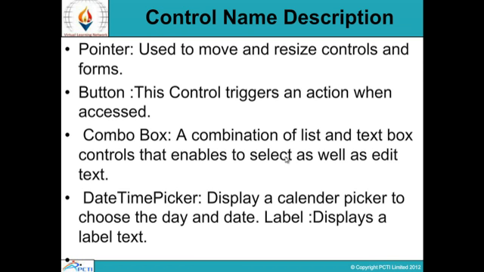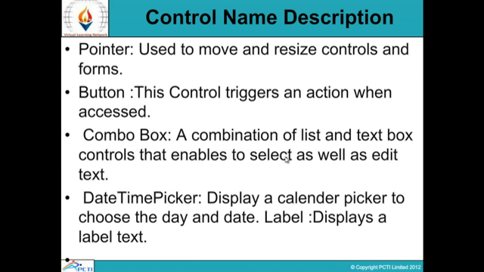Pointer. When we talk about the control names, the pointer is the first control, which is used to move and resize the controls and forms. Next control is the button control. In VB, it is called a command button, while in VB.NET, it is commonly called a button. This control basically triggers an action when accessed.